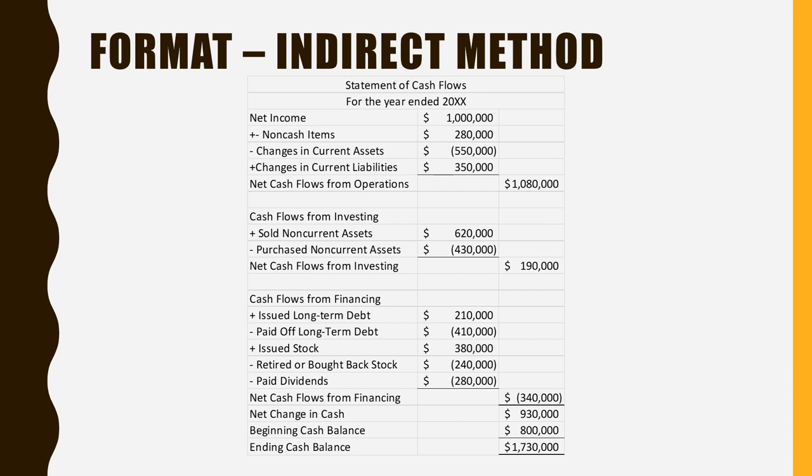You'll get that change in cash, and you'll be so happy you finished and it worked. You'll turn it in and forget to add those next two lines. You have to add the beginning cash balance from the balance sheet, and then add that to your change in cash. That should give you your ending cash balance. We're trying to explain cash, so your final balance needs to equal the cash balance on your balance sheet.